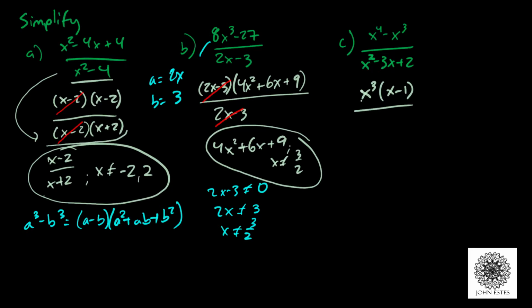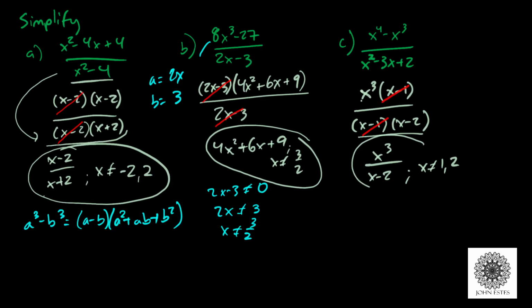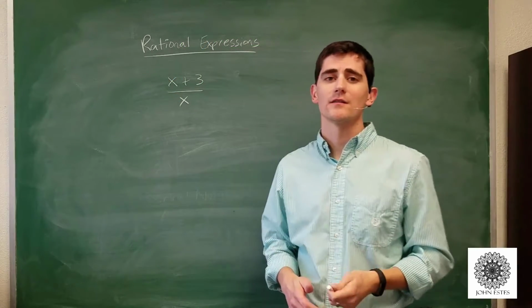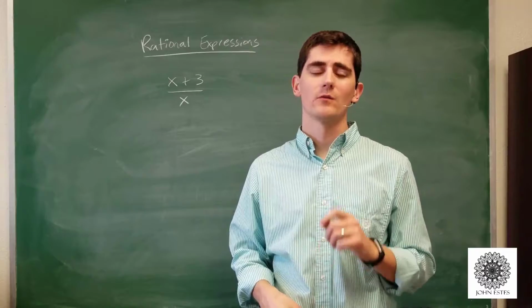In the denominator, I need to think of two numbers that multiply to give me 2 and add to give me negative 3. How about x minus 1 and x minus 2? I think that works. And so now we can see the x minus 1s are my common factor that cancel out. And I'm left with x cubed divided by x minus 2. And we can see that in the restrictions from this step here, x can't be 1 and cannot be 2. So there's my solution.